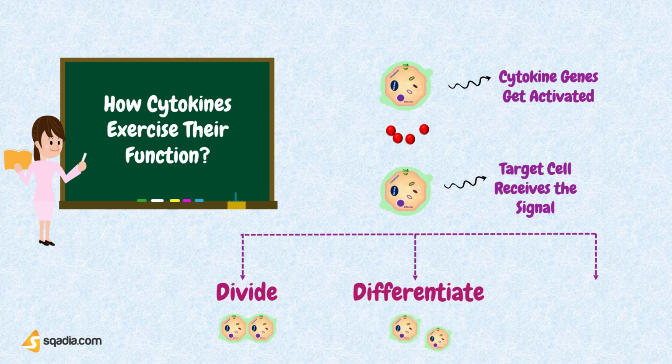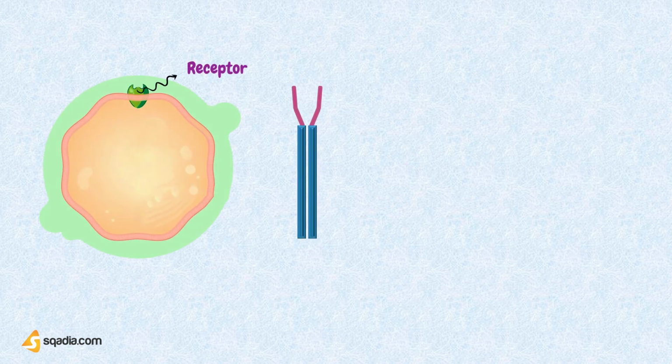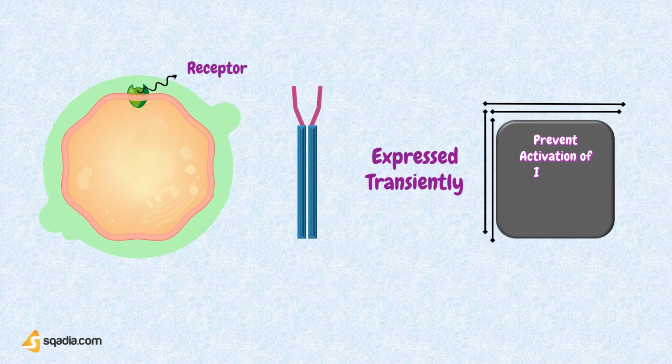It could either divide, differentiate, or occasionally even go through apoptosis. So cytokine signaling could lead to a range of outcomes. The cytokine signal is received by the receptor. Cytokine receptors are also often only expressed transiently. For example, the complete IL-2 receptor is only transiently expressed by activated T cells. Again, this mechanism has evolved to prevent inappropriate activation of the immune system.